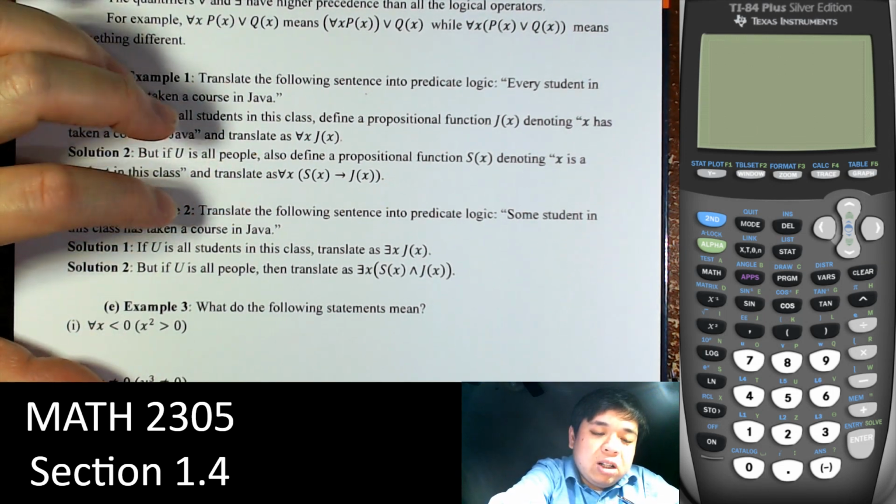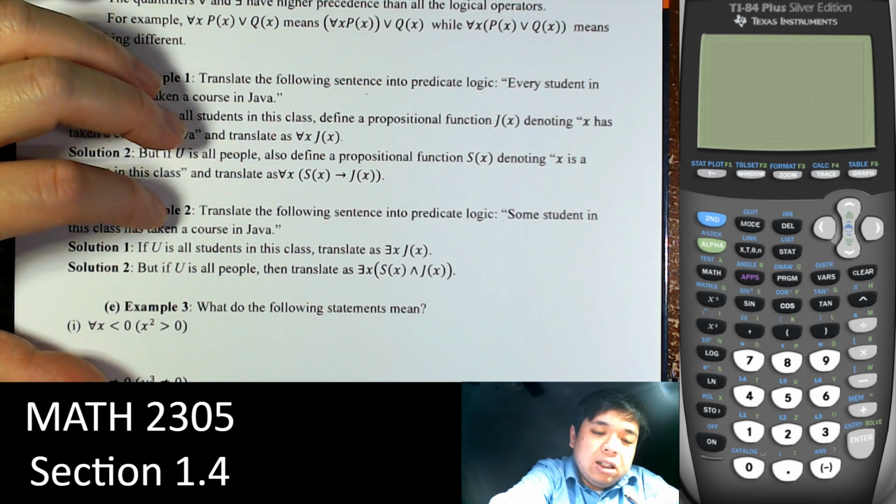Next, translate the following sentence into predicate logic.